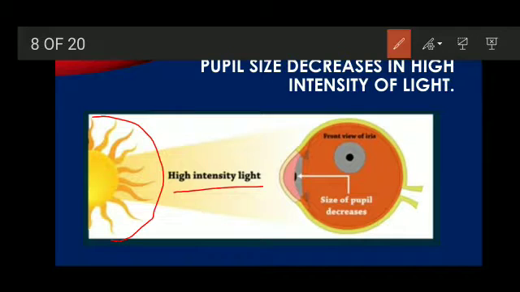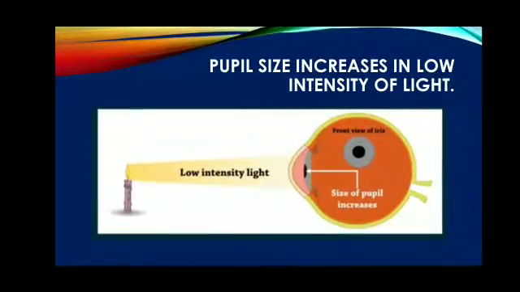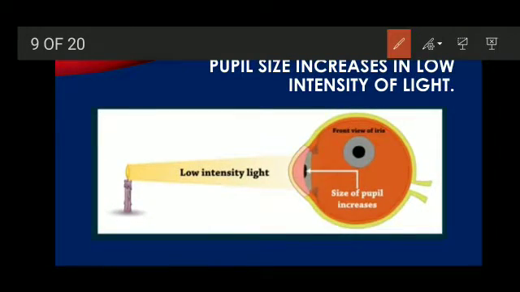If it passes through our iris, what happens? The pupil size will decrease. Understand? Now you can see that pupil size increases in low intensity of light. You can see a candle. The candle is showing the low intensity of light to your eyes, and the pupil is increasing its size in the low intensity of light.